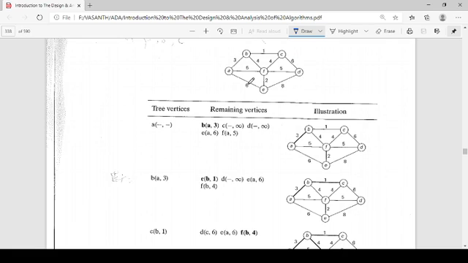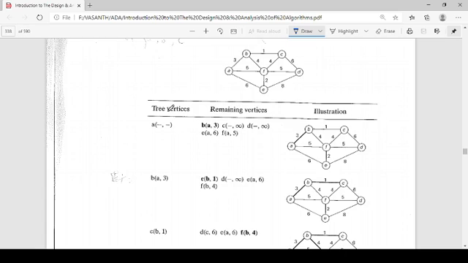Now let us consider the given graph G. This is the given graph. Note that it is a connected, weighted graph, and totally how many vertices are there? 3, 4, 5, 6. So we have a total of 6 vertices.